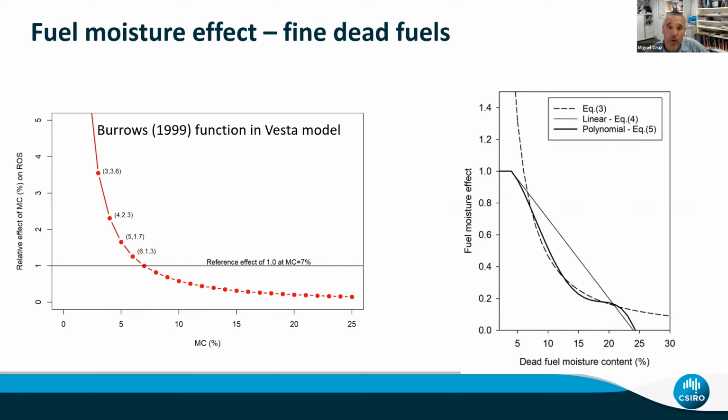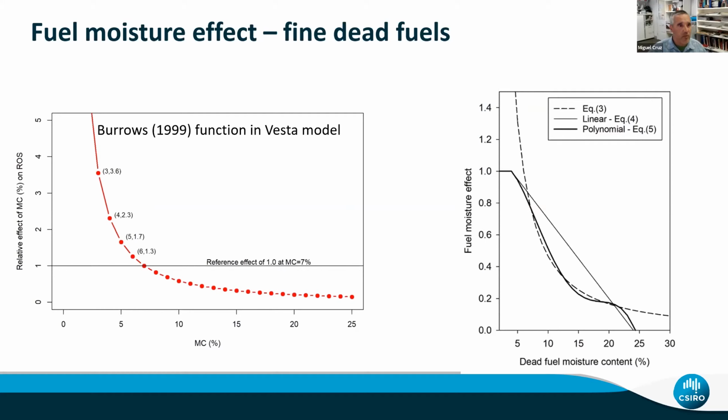Another approach we also tried is this polynomial approach, which is more of a curve that we used to fit the Barrow's equation on the mid-range of fire propagation, namely between 20 and 10, and then goes to 0 at about 24, 25, and again goes to 1 as fuel moistures go below 5.